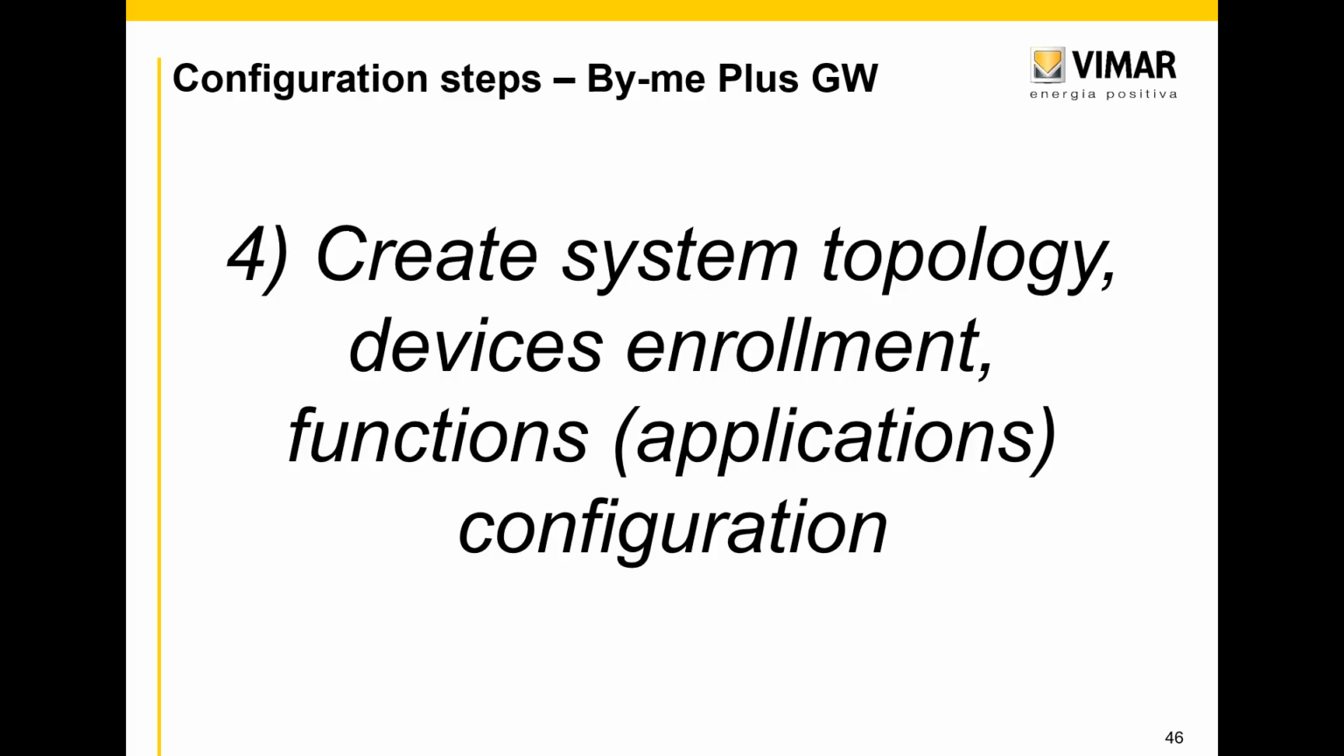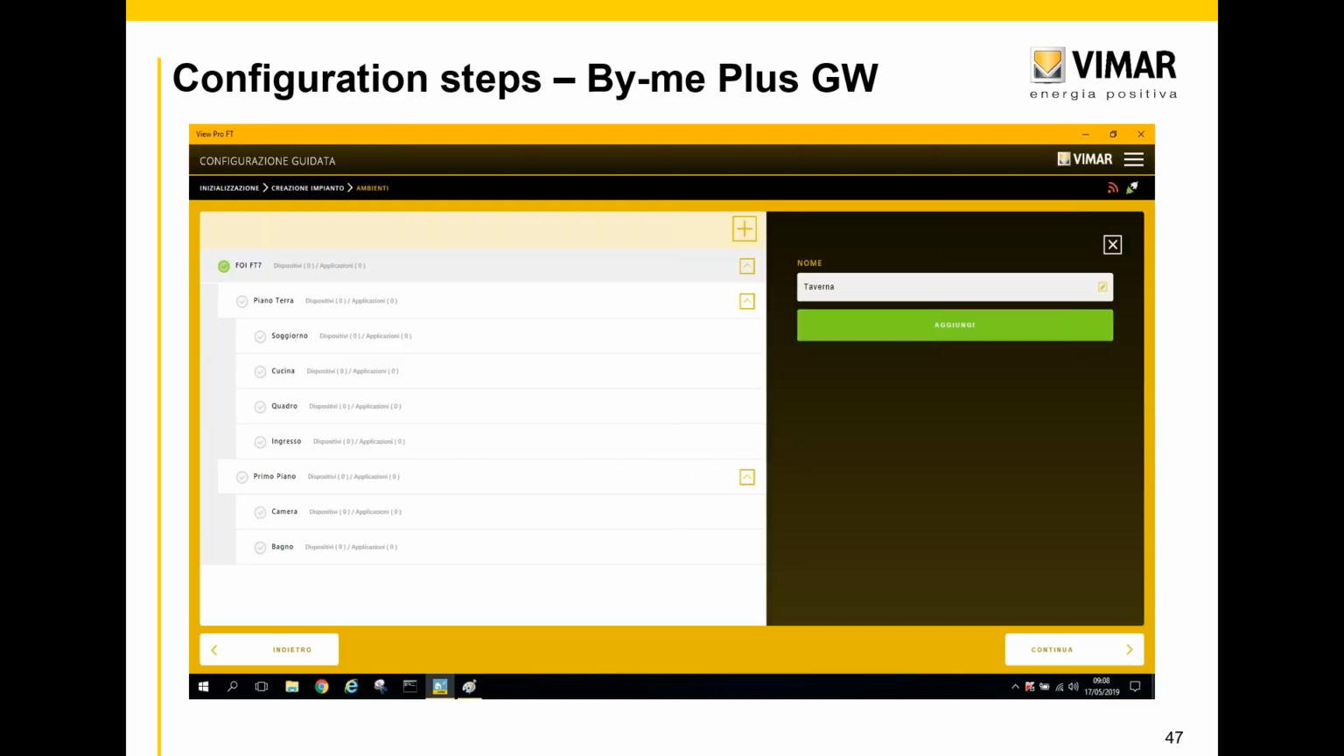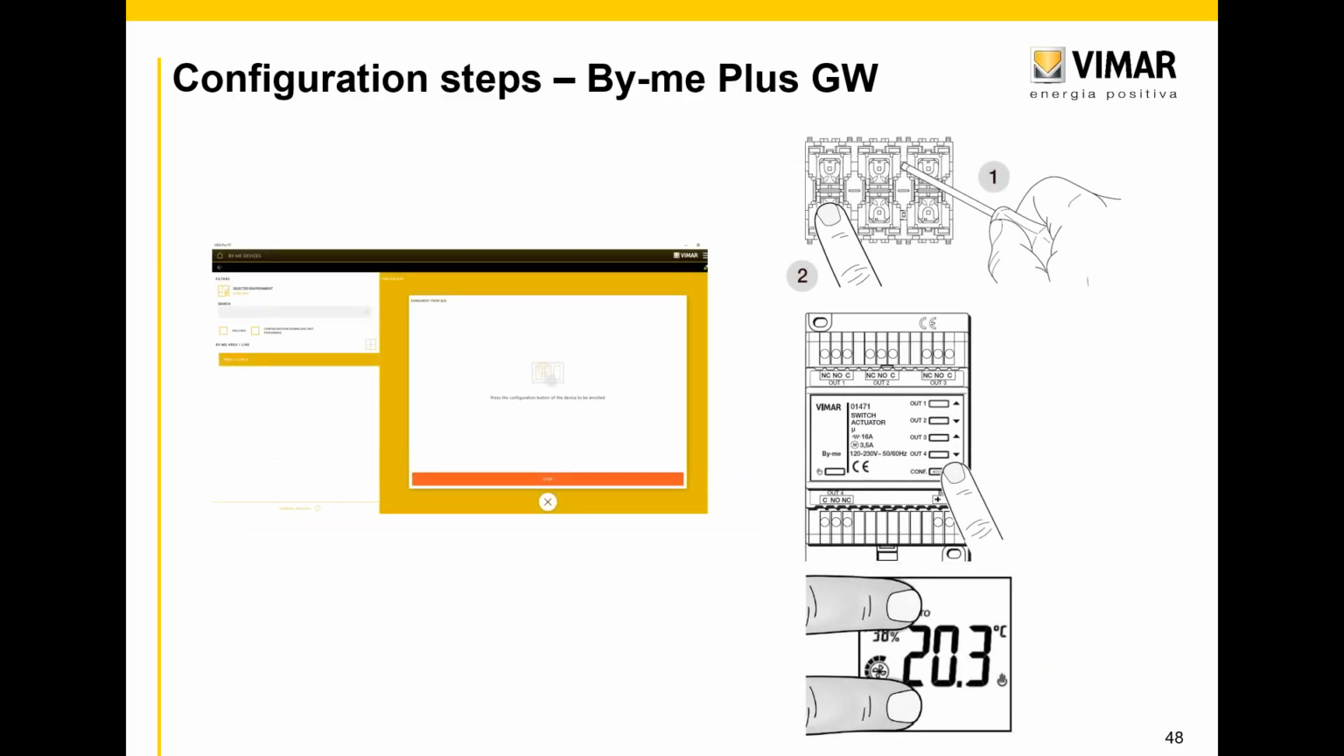Now with the BuyMe Plus, the naming is important. In the app, you have to decide the names of the environments. These names will be visible automatically in the touchscreens and in the app, so pay attention to the naming. Then you enroll the devices. There is one unique procedure. This is naming the topology. Then you enroll the devices by pressing once the configuration button.